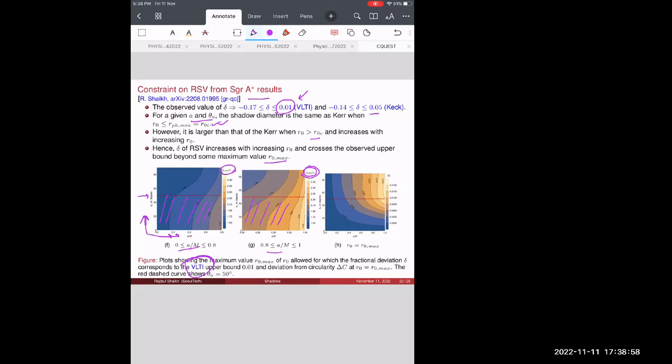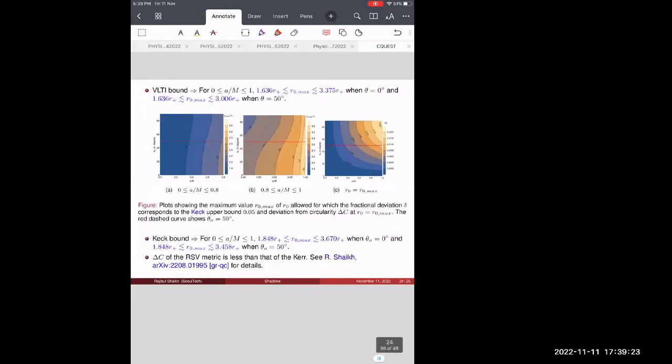All these parameters, the inclination angle and spin and the corresponding R0 max, are allowed. So this is R0 max. Suppose we know the exact inclination angle and spin value. Suppose we consider this point. Corresponding to this point, we know R0 max. And if the object has R naught less than R0 max, then its shadow will be consistent with this VLTI bound.